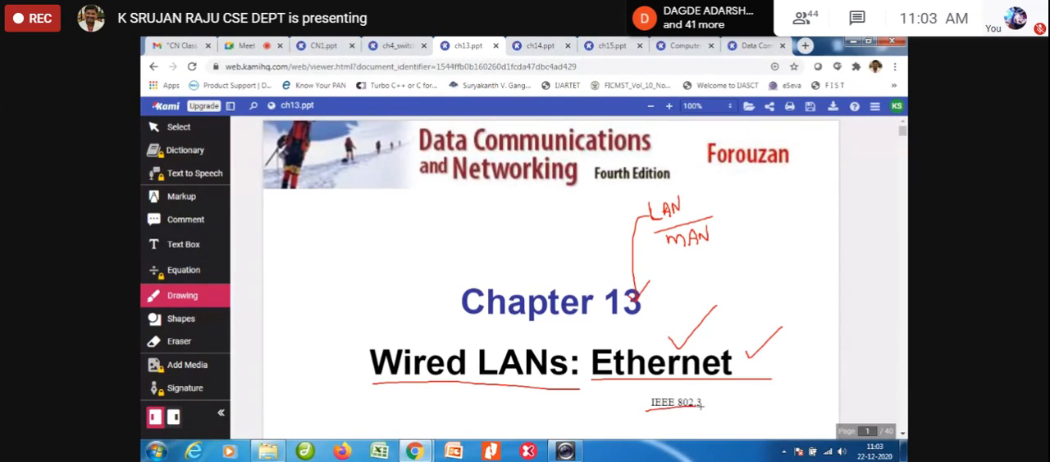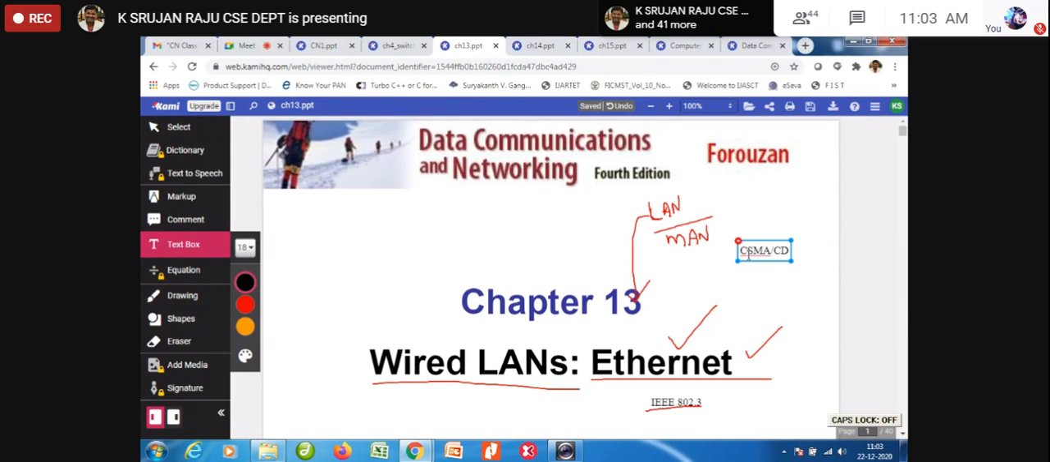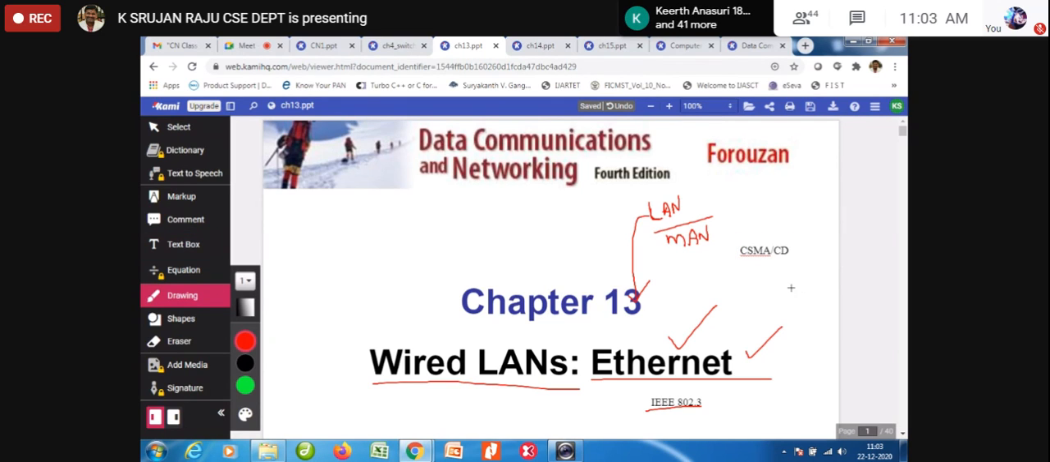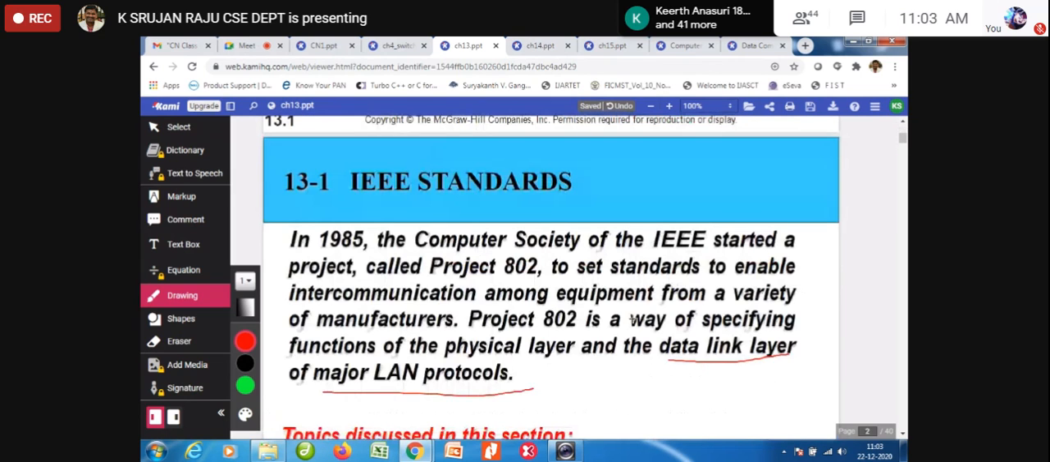The Ethernet standard is IEEE 802.3, and this Ethernet is going to implement CSMA/CD. I have already told this in yesterday's class. We have already discussed what CSMA/CD is. But how is this Ethernet going to provide that?